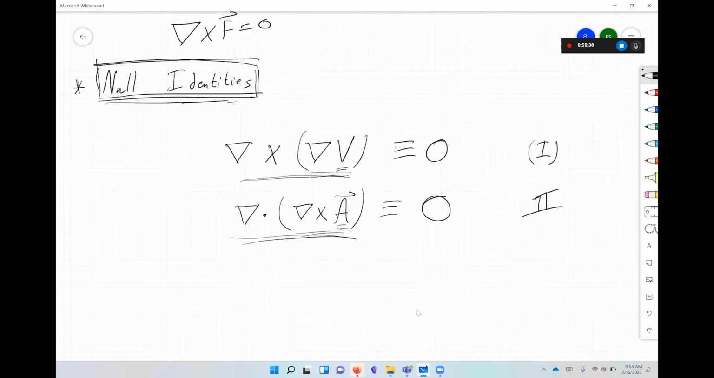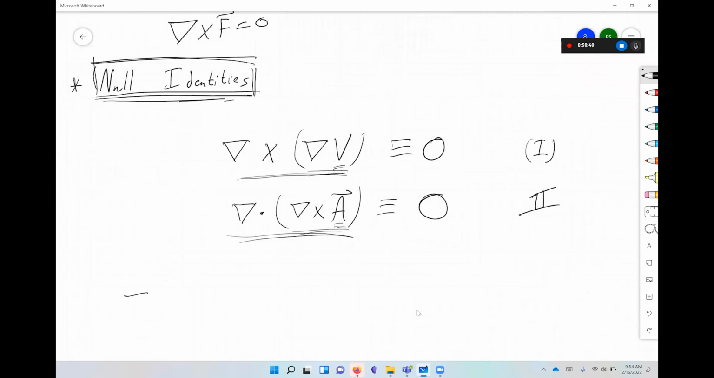And this is really obvious. Why do I say it's obvious? What is the definition of curl F dot n? It's going to be the limit as delta S goes to 0 of the circulation over delta S. The curl always has a circulation in it. It has an infinitesimal circulation.